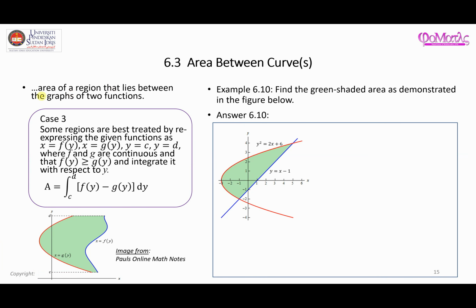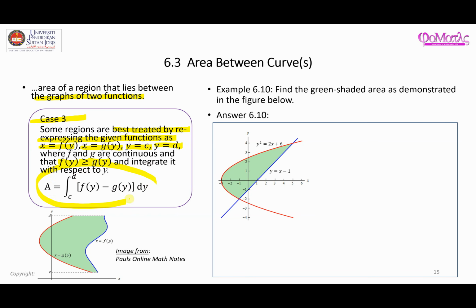In this video, we are going to look at another problem of finding the area of a region that lies between the graph of two functions, and we are going to look at the third scenario here. According to the statement given here, some regions are best treated by re-expressing the given functions as x equals f(y) and x equals g(y), and then you will find the boundary where y is equal to c and y is equal to d. In this case, f(y) is always greater than or equal to g(y), and then you'll be able to integrate it with respect to y.